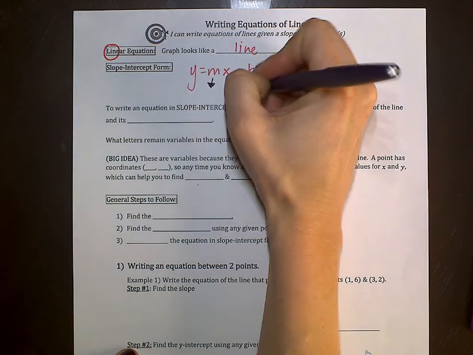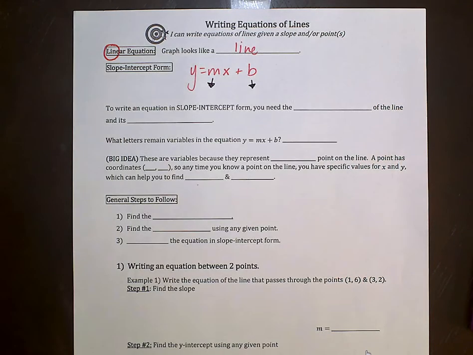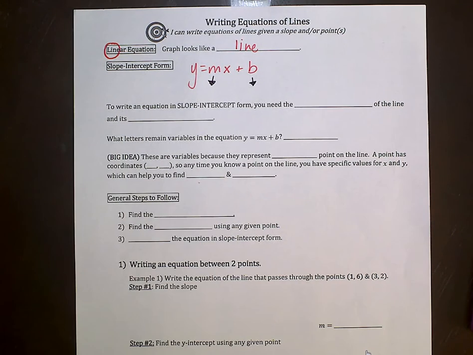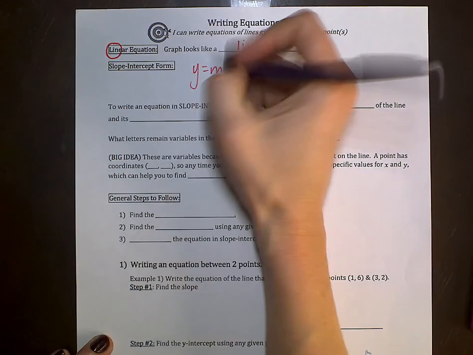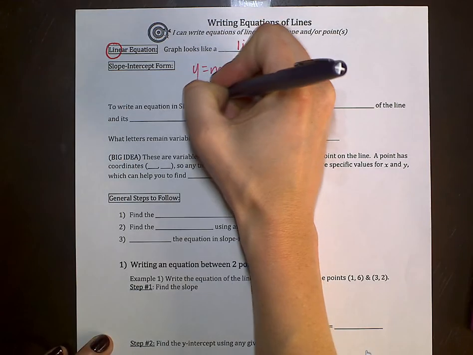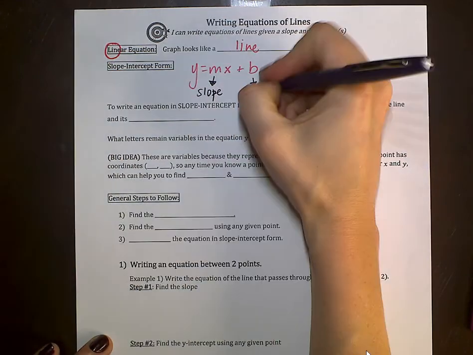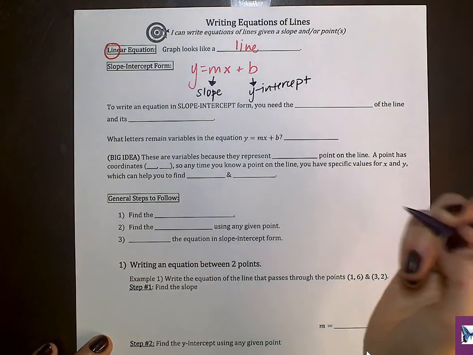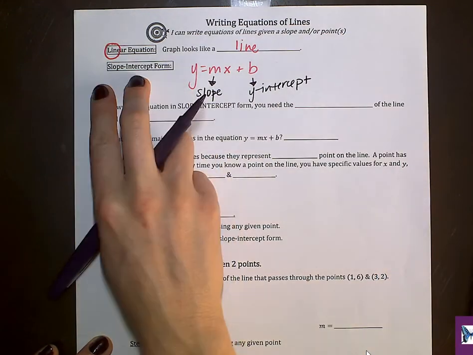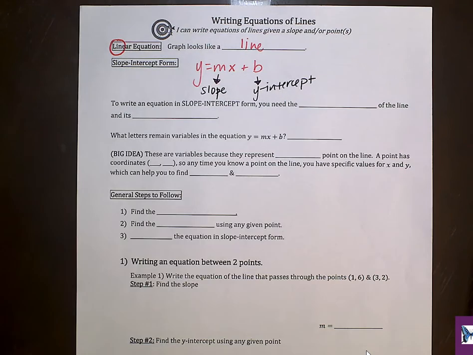You need two things, and we're about to write that on here, to be able to write slope-intercept form. And you guys, this is why they name it slope-intercept form, because m is the slope, you need that, and b is the y-intercept, you need that. So hence the name, I need those two things, the slope and the y-intercept, to be able to write y equals mx plus b, the equation of a line.